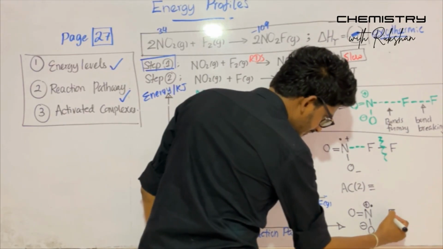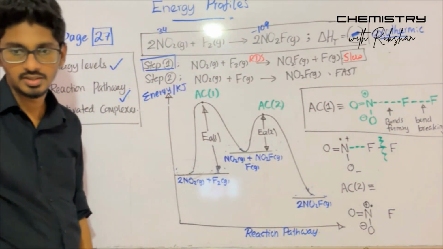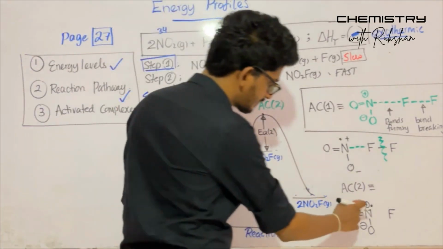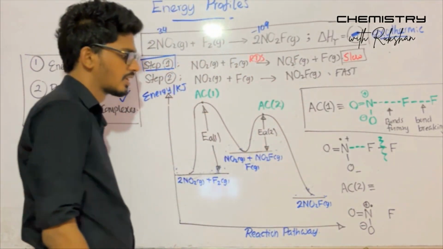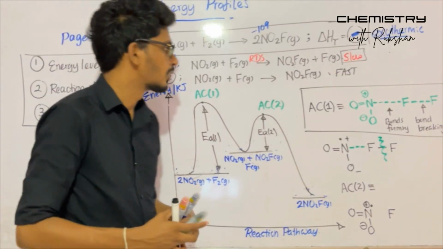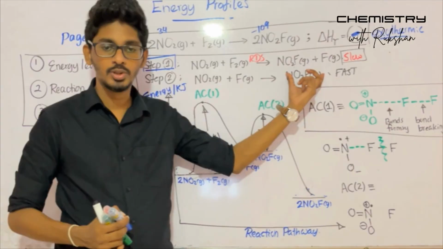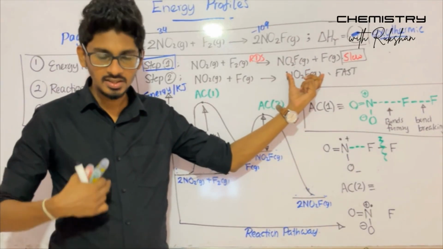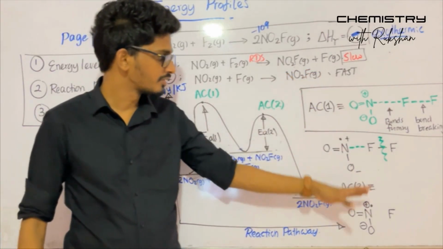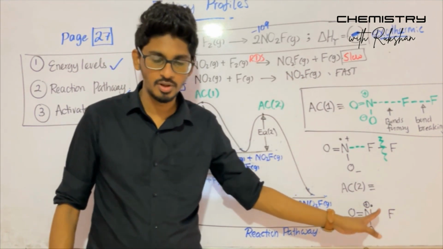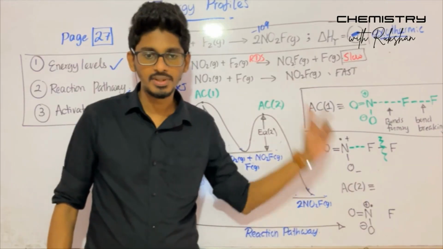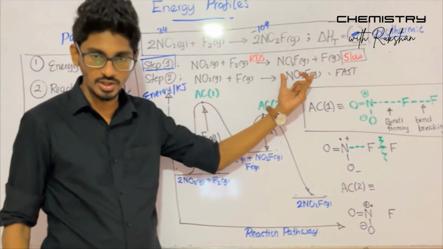And this is right, NO2 and F, right? Then look at the product, and then see what bonds should be broken and what bonds should be formed to get the product. So the product is NO2F.